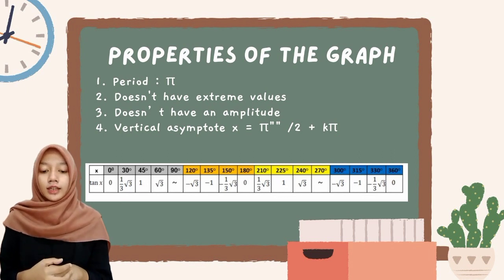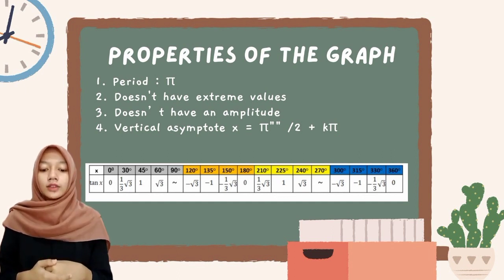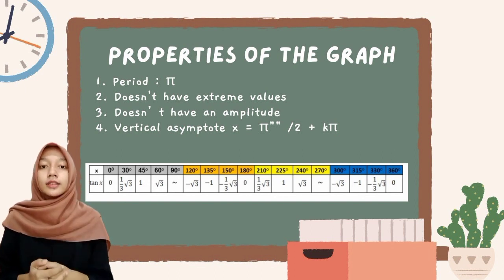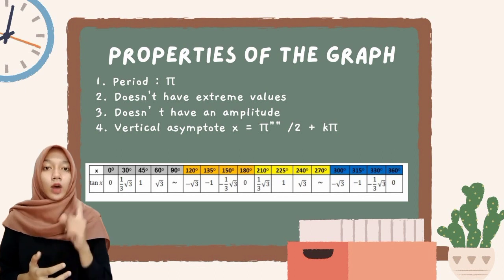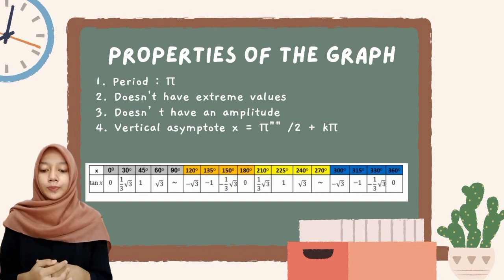X 135 degrees, tan x is minus 1. X 150 degrees, tan x is minus 1 divided by 3 times square root of 3. X 180 degrees, tan x is 0. X 210 degrees, tan x is 1 divided by 3 times square root of 3.